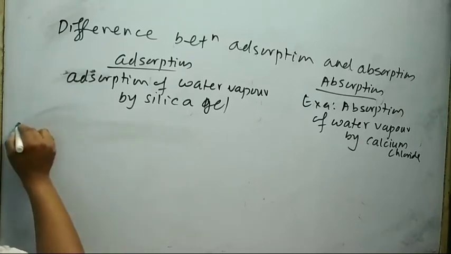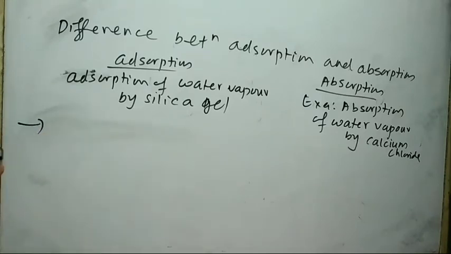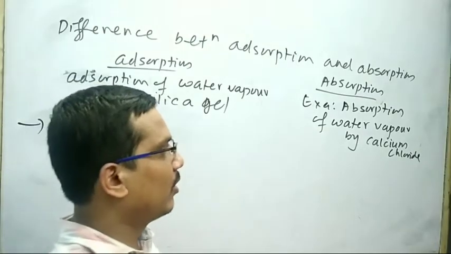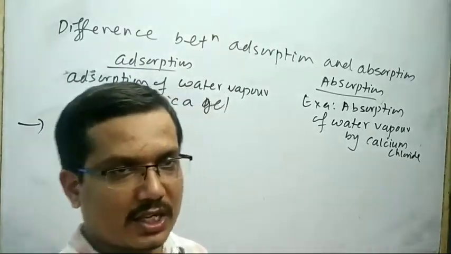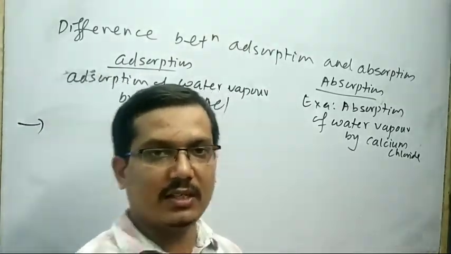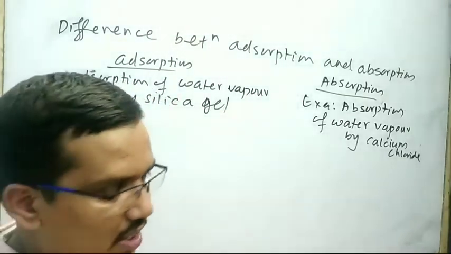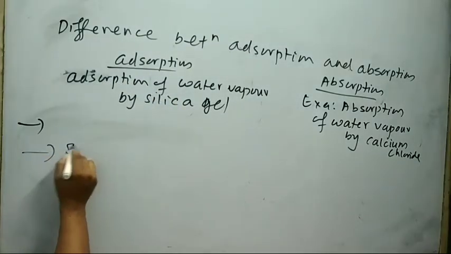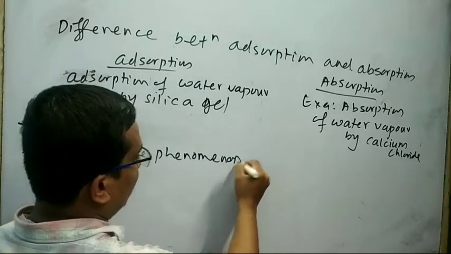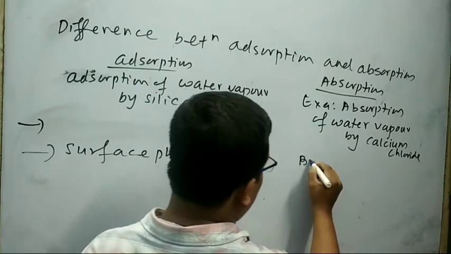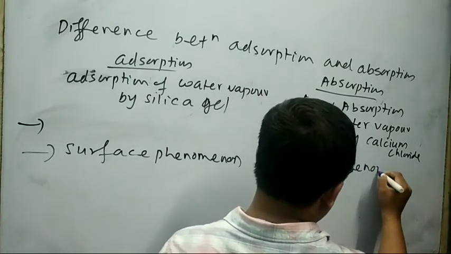At first I will discuss the first point. The phenomenon of adhering a gas or liquid substance on the surface of a solid is called adsorption. On the other hand, absorption is an intermixing process in which one substance is intermixed throughout the body of another substance. Next point is adsorption is a surface phenomenon. On the other hand, absorption is a bulk phenomenon.